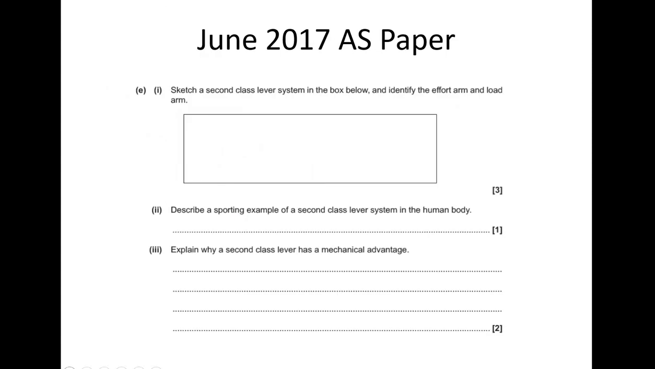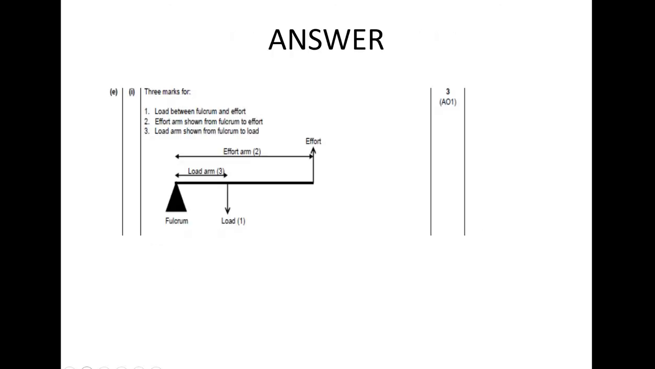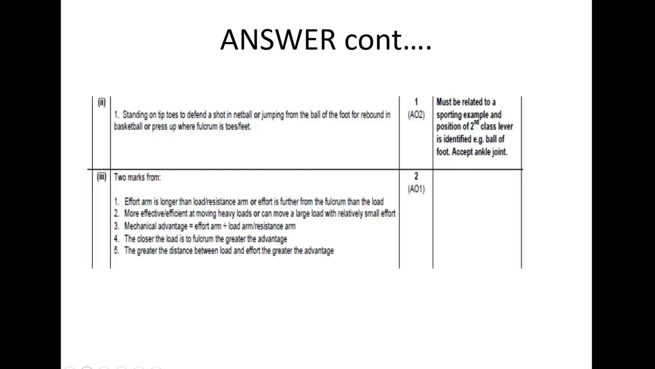Now question 2 is: describe a sporting example of a second class lever system in the human body. Now the most obvious one is to use your ankle joint, but you have to apply it to a sporting example. So you could say standing on tiptoes to defend a shot in netball, or jumping from the ball of the foot for a rebound in basketball, or a press up where the fulcrum is the toes and you're pivoting on your toes to produce the press up. As long as you've used the ankle joint and applied it to a sporting example, then that will be accepted for the mark.